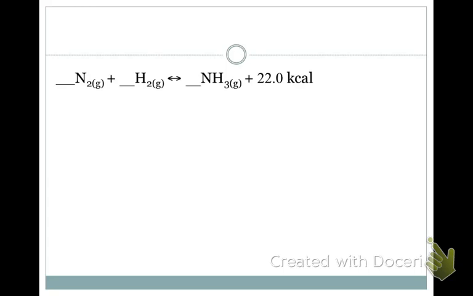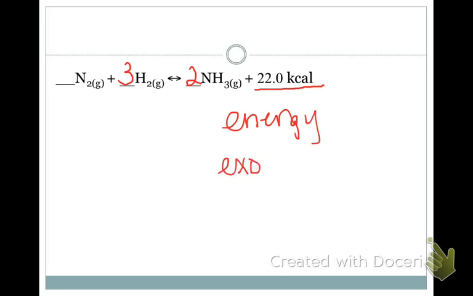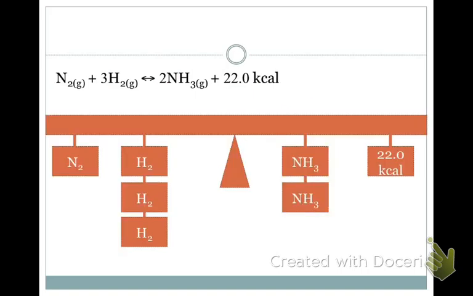So the first thing we have to do is balance this chemical equation. Go ahead. You should see that we end up having 3H2 and 2NH3. We also see 22.0 kilocalories in the products, and don't forget that means energy. So if energy is in the products, that means that heat is being released, and it's an exothermic reaction. I want to make sure that you see that in there. That's going to be super important when we're talking about this stuff.